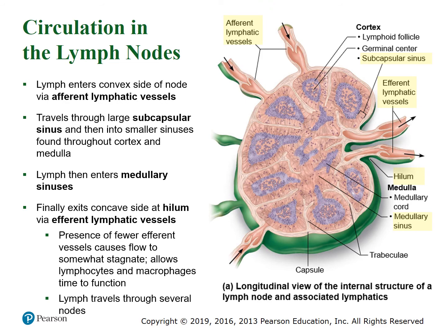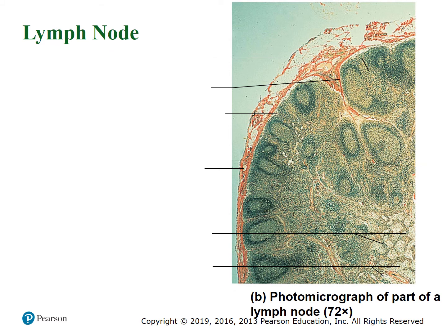And so lymph is going to travel through several nodes at the same time. Okay, so taking a look at the histology of a lymph node, here's a lymphoid follicle, and you can see the trabecula extending down into the lymph node. This is a subscapular sinus. This is the capsule itself. It's made of dense, irregular connective tissue.